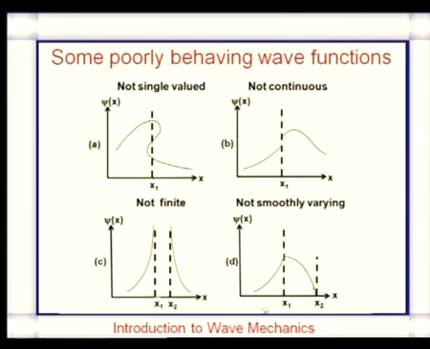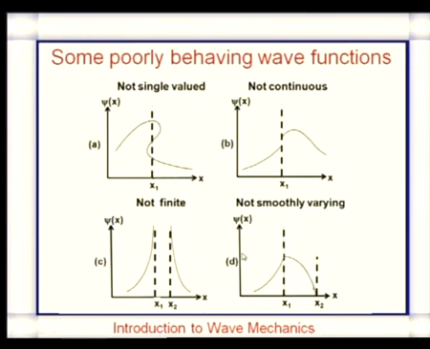And then look at this last one. This is not smoothly varying. Smoothly varying means it should go smoothly. At this point there is a discontinuity, that means there is a sudden change in the slope. It's not smooth. Such functions are not acceptable.